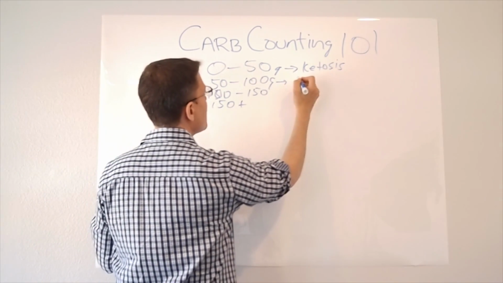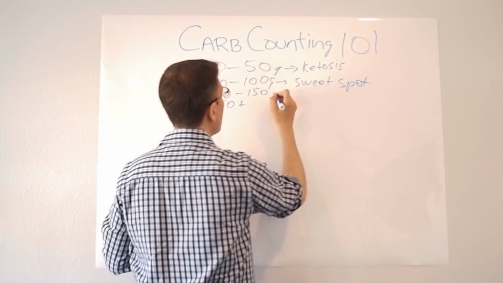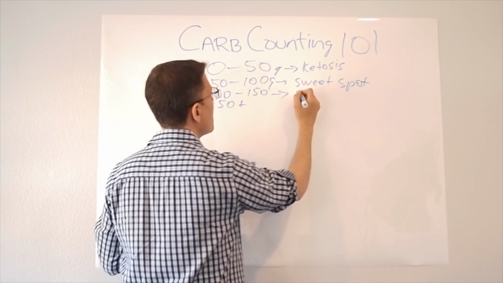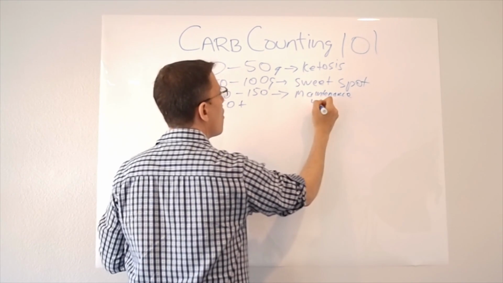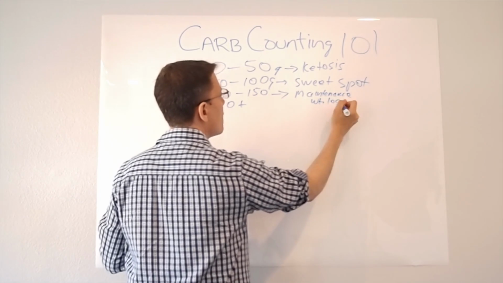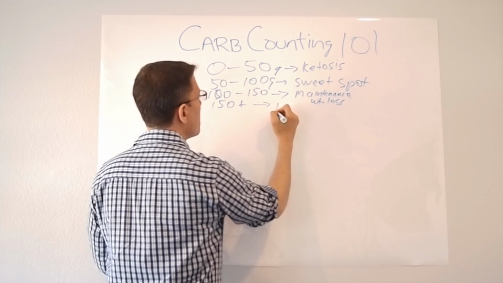We have 50 to 100. This is kind of a sweet spot for weight loss. Then we have 100 to 150. This is kind of like maintenance, daily life, but can also be weight loss if you're doing everything else right. And then 150 plus is generally a problem.